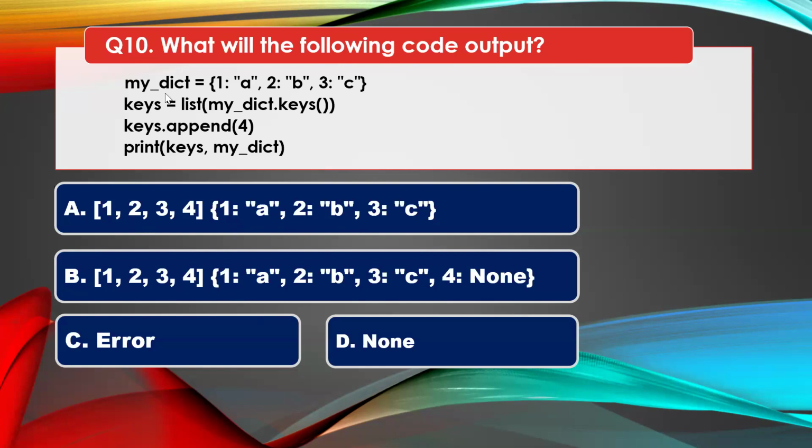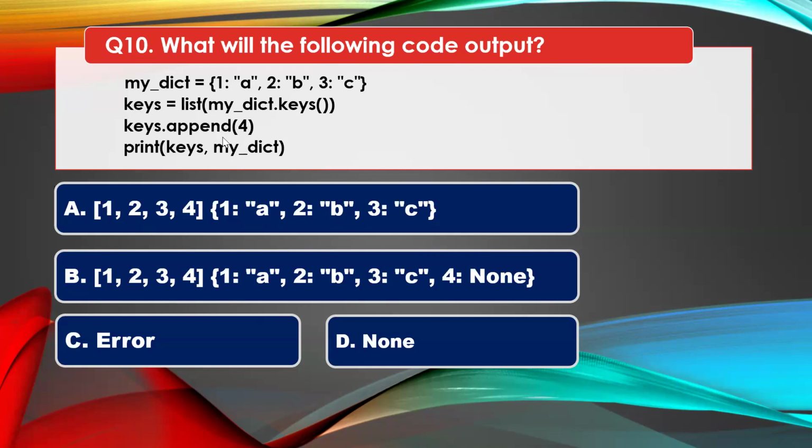A, because you see this is a list. That is my dictionary.keys. I'm getting all the keys, converting them to a list and storing in keys. This can be any variable, K or A or B, anything. But they gave it as keys. keys.append means list.append, 4.